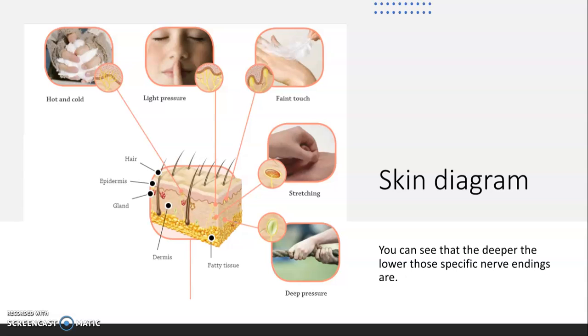So here is the skin diagram that shows you different types of pressure and the receptor that reacts with it. You can see the deeper the pressure, the deeper those specific nerve endings are. Forgot to put that word in there.